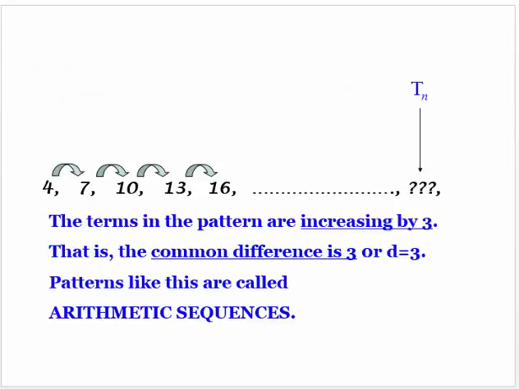And then we say, well, in this pattern, our terms are increasing by 3. Okay? So they're going up by 3 each time. And because it's going up by 3 every single time, we call that the common difference. So it is the common difference between the terms. And this is what makes it an arithmetic sequence. Okay, the fact that we're adding the same number each time.